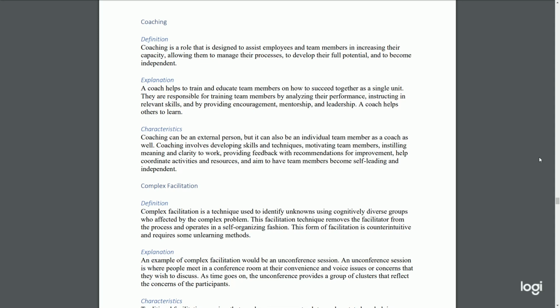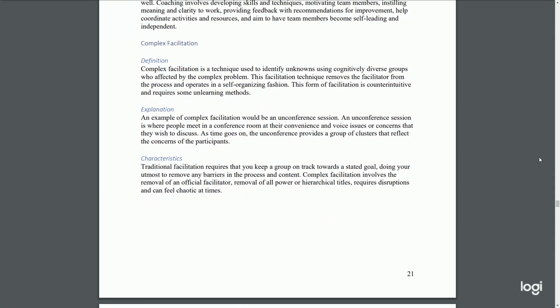Explanation: an example of complex facilitation would be an unconference session. An unconference session is where people meet in a conference room at their convenience and voice issues or concerns that they wish to discuss. As time goes on, the unconference provides a group of clusters that reflect the concerns of the participants. Characteristics: traditional facilitation requires that you keep a group on track towards a stated goal, doing your utmost to remove any barriers in the process and content.